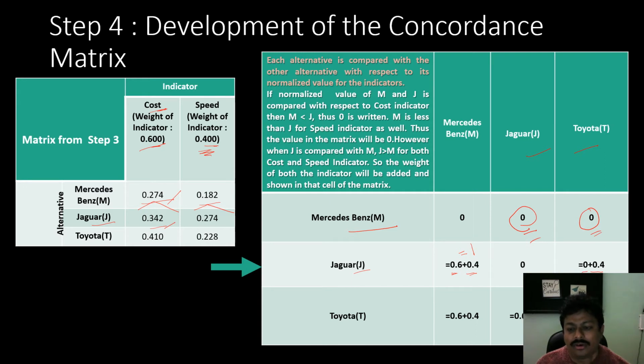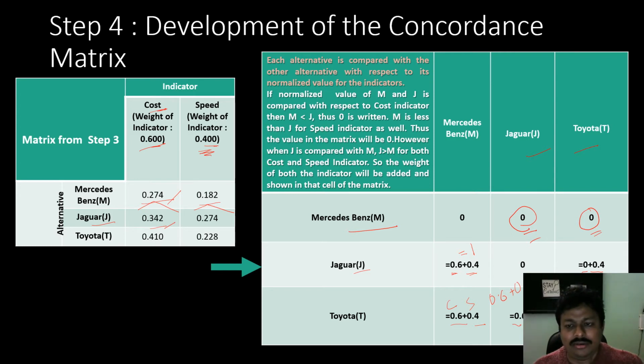So similarly, when Toyota is compared with Mercedes, both the values are greater than Mercedes, so both the weights are given here. This is the weight of cost, this is the weight of speed, and then we also compare Toyota with Jaguar, and what happens? You see Toyota with Jaguar, it is greater, so the weight is written here. This is 0.6. And when we compare Toyota with Jaguar in case of speed, it is less, so it will be 0.